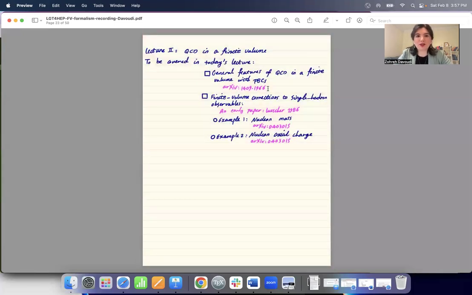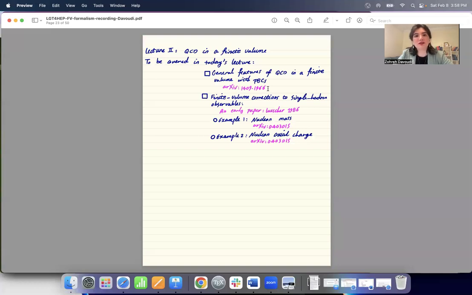So in this lecture, we're going to talk about quantum chromodynamics, or QCD, the theory of the strong force in a finite volume. This is going to be a shorter lecture compared to QED in a finite volume. We'll continue this lecture next time on the topic of multi-hadron physics in finite volume. But for today's lecture, we're going to talk about the single hadron sector first.